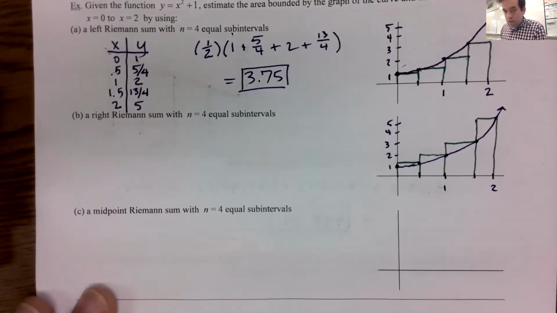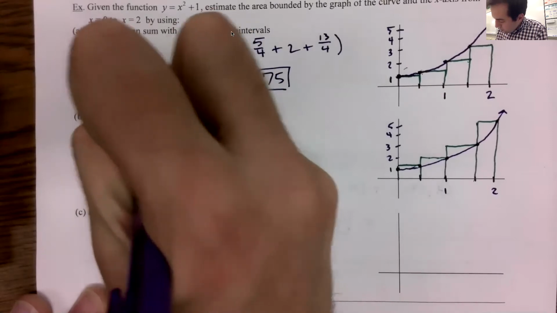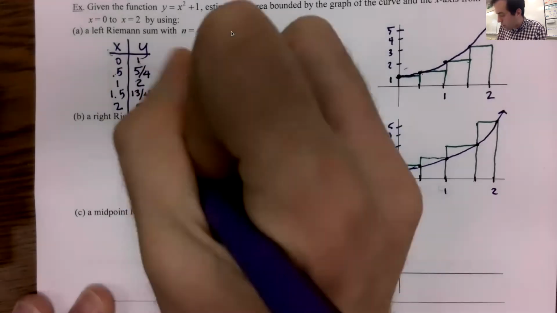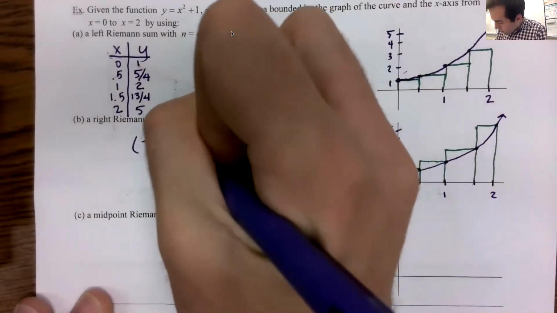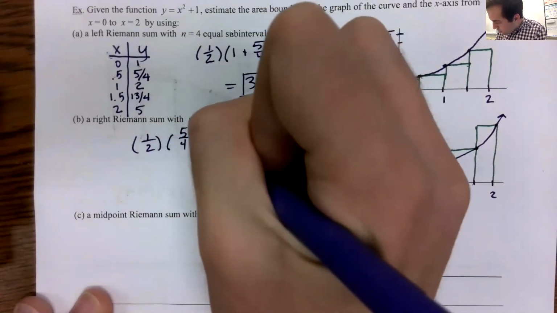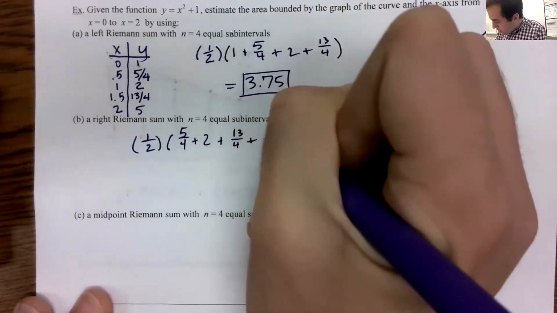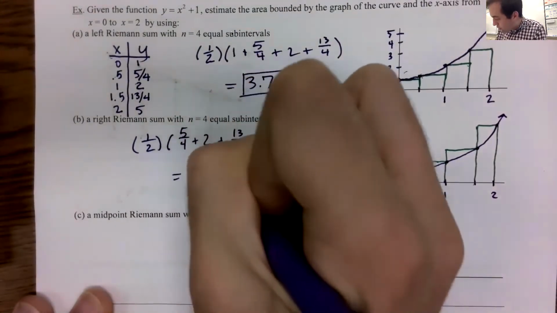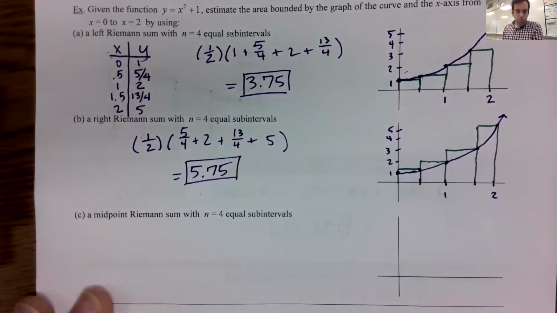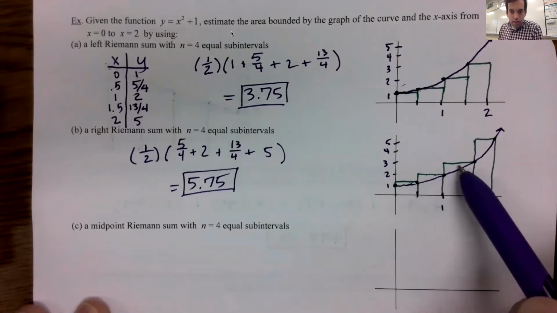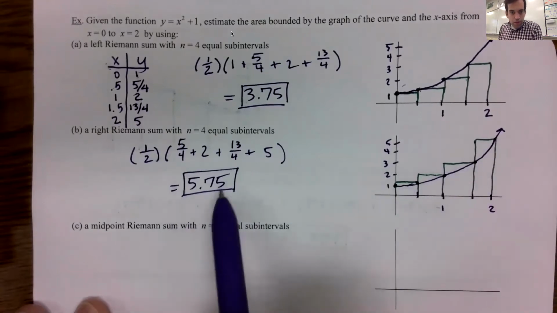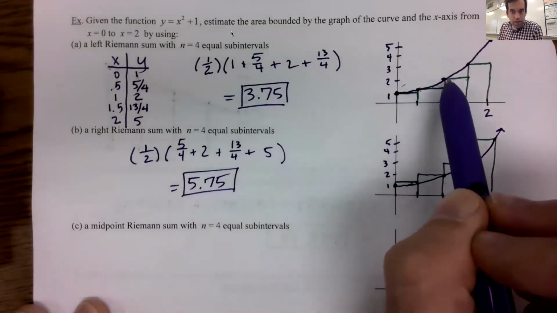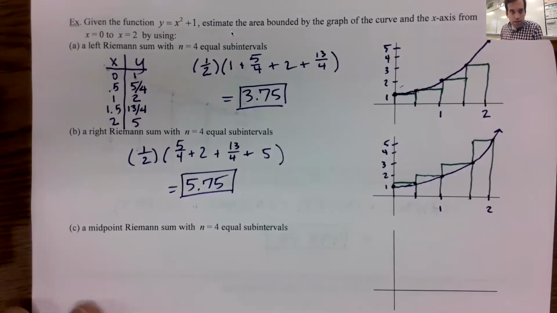And let's see, this time we still have a width of 1/2 each time. And now we go based off of the right endpoints for the 4 different heights. So we're going to have 5/4, 2, 13/4, and 5. So we add all those together and multiply, and we're going to get 5.75. And just like in the question on the previous page, you can see that this is an overestimate. Our boxes are above the curve. So it makes sense that our answer is larger than in this one when we had an underestimate. There's portions of the curve that are still not included in our boxes.